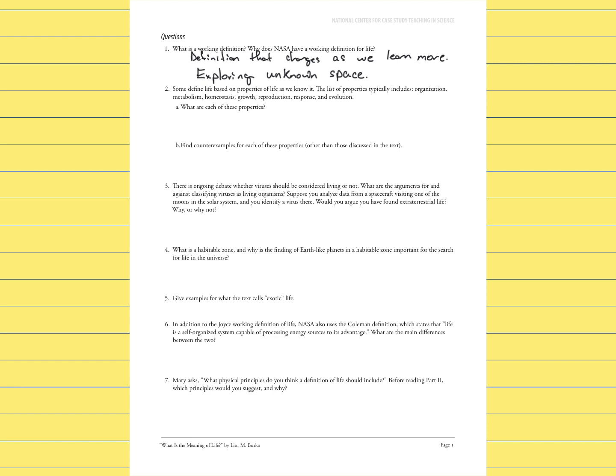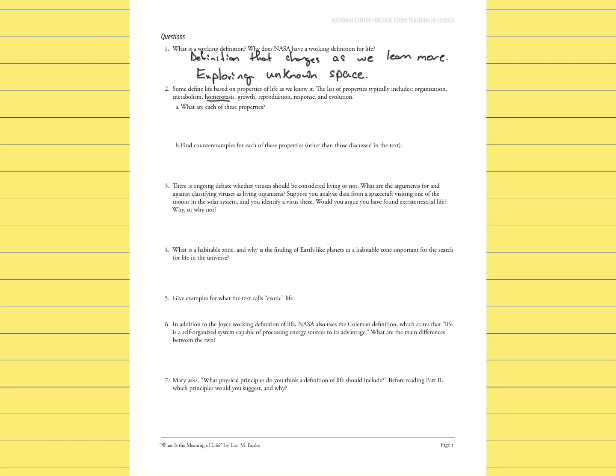Some define life as properties of life as we know it. The list of properties typically includes organization, metabolism, homeostasis, growth, reproduction, response, evolution. What are each of these properties? All right, I've already described them earlier in a previous video in this series, so you guys can go back and look at those. But each of these properties help define life. And homeostasis we covered well over the last 2 weeks.